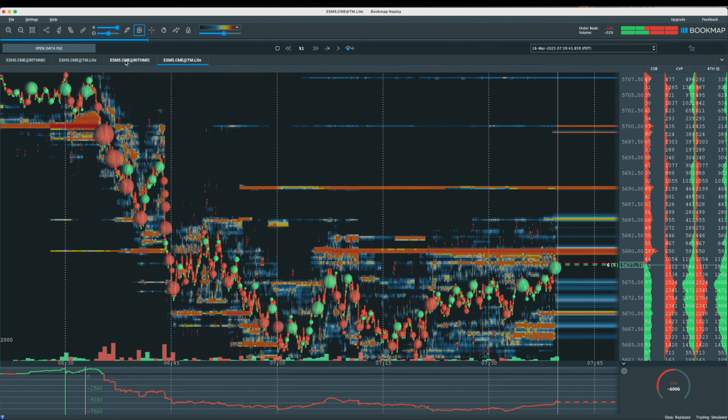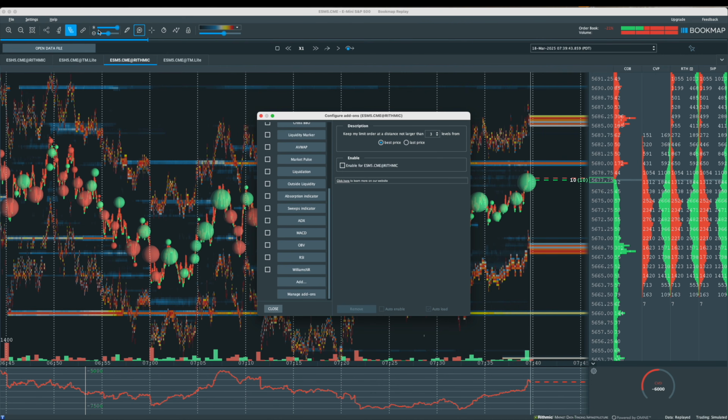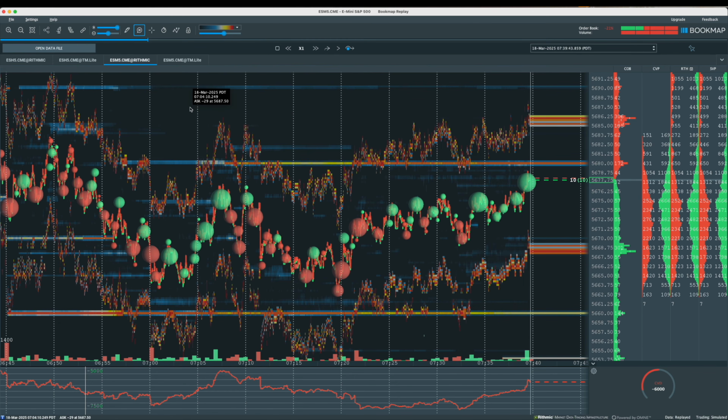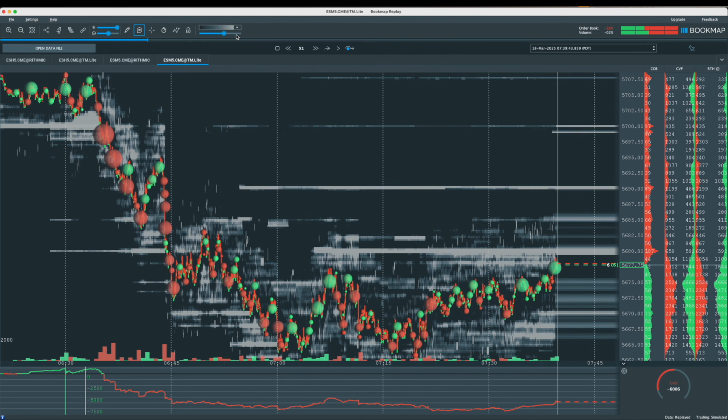To add that, you're going to go to your configure add-ons and it's going to say TM Lite on here. Just click TM Lite and it'll load up. There's literature on their website if you want to know more about the TM Lite, but it basically just filters out the algos. You can change the colors of the heat map right here. I have mine set to the bottom. And that's pretty much it.